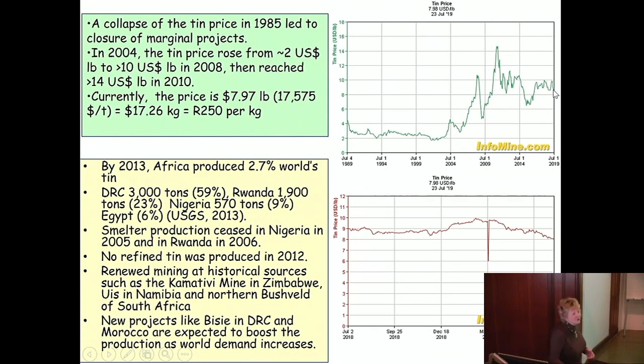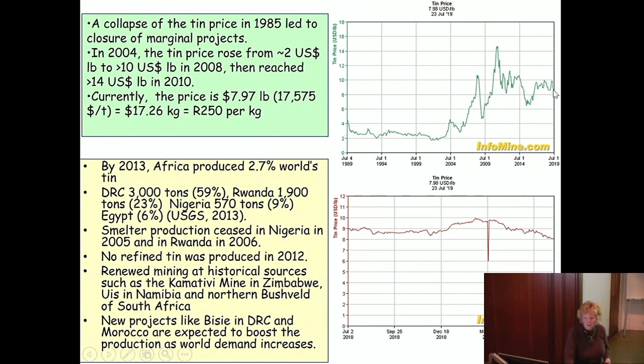And this dramatic fall in price in 1985 was really responsible for a lot of the closure of tin mines in Africa. And so tin mining started to decrease in Nigeria. Several mines in Eastern Africa closed. The Zijplaats tin mine closed, although it went on till the 1990s because people wouldn't sell South Africa tin during the apartheid era. But even the Zijplaats tin mines succumbed to this dramatic drop in price.